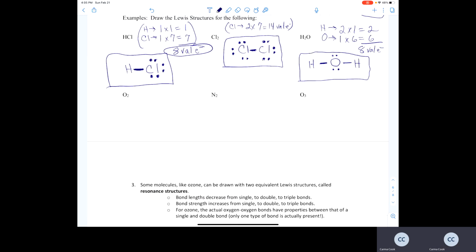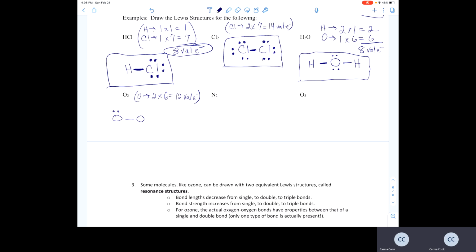Next, we have oxygen, O2. There are 2 oxygens in the O2 molecule. Each is in group 6. So 2 times 6 gives us a total of 12 valence electrons. So we'll put the oxygens side by side, connect them with a bond, and that bond is 2 electrons. So that's 2 of the 12 that are needed.